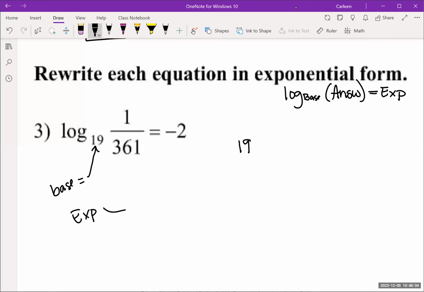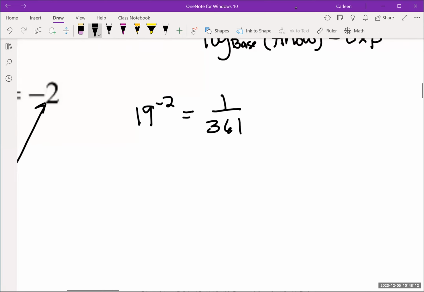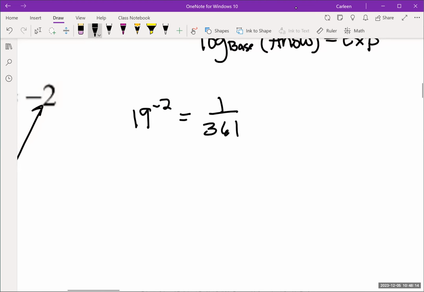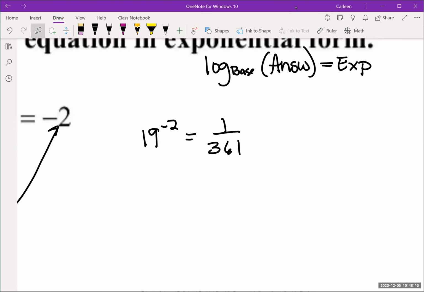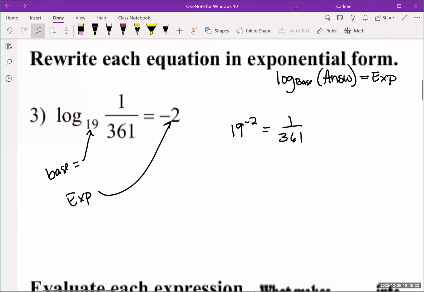All right. The exponent is over here, -2, 1/361. And you can kind of see that that's logically equivalent, right? Because 19 squared is 361, and because it's negative, cross the line, change the sign. So that's all we're doing. Rewrite in exponential form.